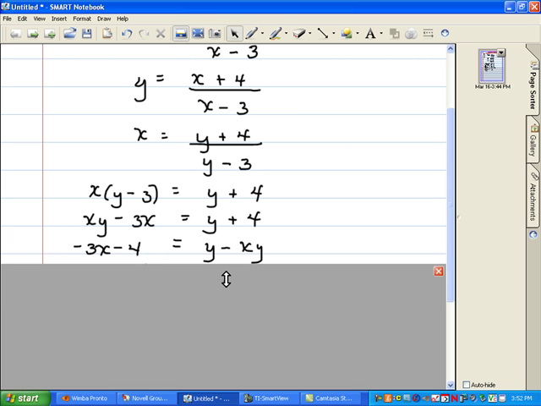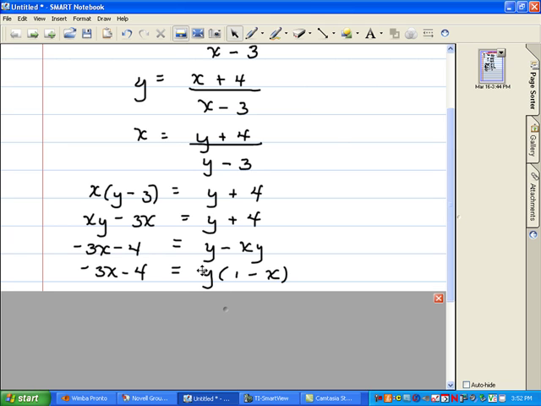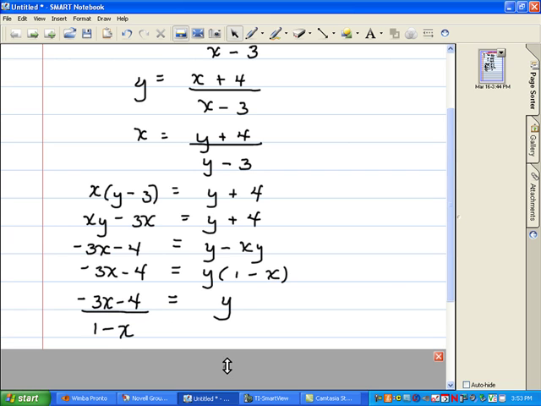Remember, when you move something across an equal sign, it's going to change its sign. I really only want one y. So what I want to do next is factor out the y. Now keep in mind, most of these problems will not be this complicated. But I want to factor out the y so that I'm left with a single y instead of two y's. You factor out the y and you have y times 1 minus x over here. The left side still stays the same. We're trying to get the y by itself, so since this is multiplication, I can divide both sides by 1 minus x, and I will be left with a single y by itself. So my final answer for the inverse is negative 3x minus 4 divided by 1 minus x.